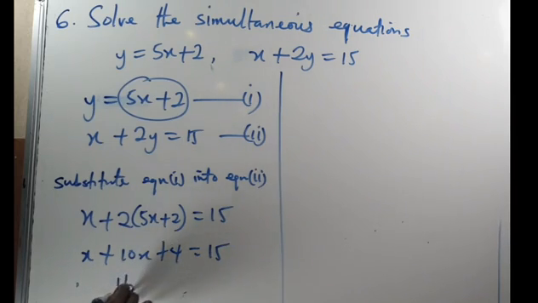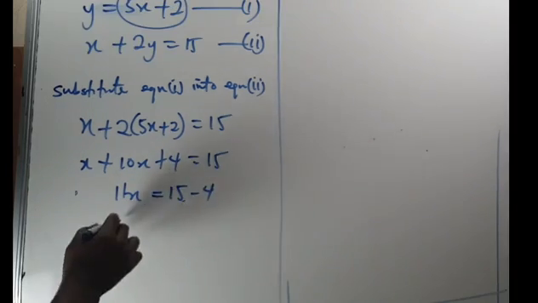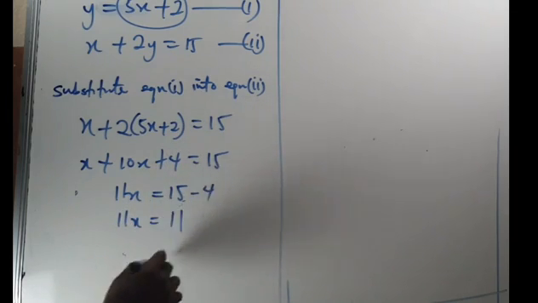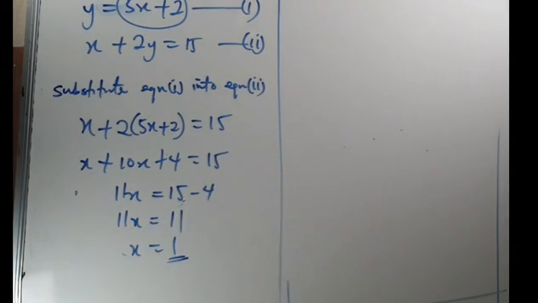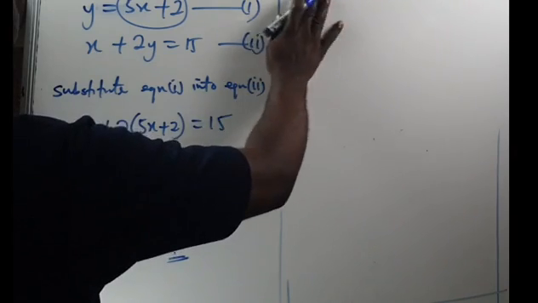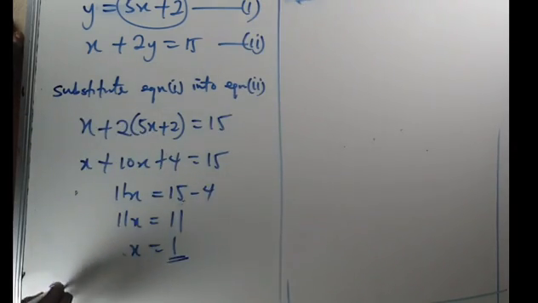So we collect like terms here. So that is 11x equals 15 minus 4. So that gives 11x equals 11. So we divide both sides by 11. That gives x is equal to what? 1. So the next is to now substitute the value of x into equation 1.